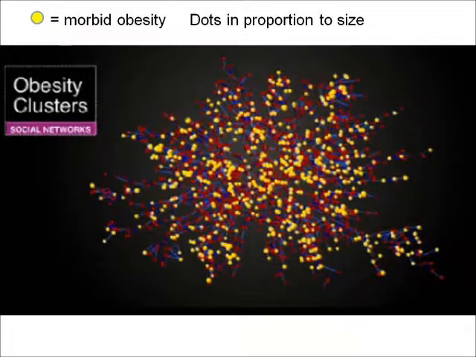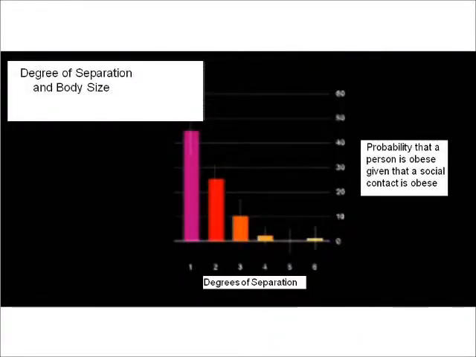Christakis and Fowler identified obesity clusters in consumer social networks. The yellow dots are individuals who are classified as morbidly obese. The dots are in proportion to size. Christakis and Fowler sifted through the data in the social networks and discovered that the probability that a person is obese increases the closer they are to an obese person. So a friend of an obese person is more likely to be obese than a friend of a non-obese person. The probability diminished noticeably after 3 degrees of separation, or the friend of the friend of the friend of the obese person.